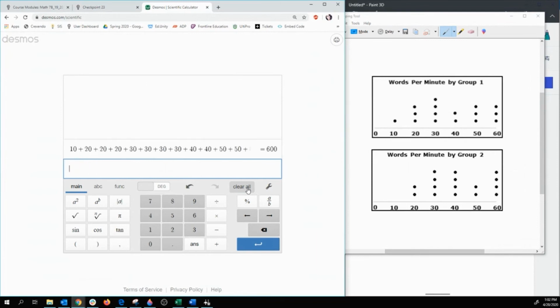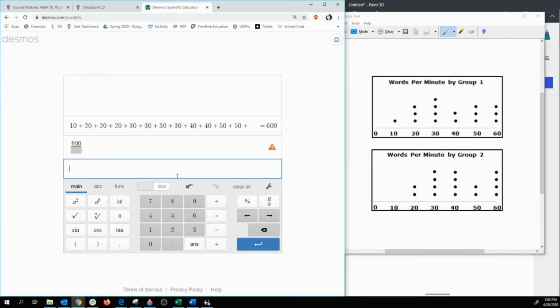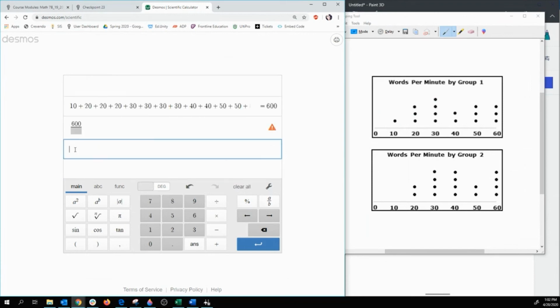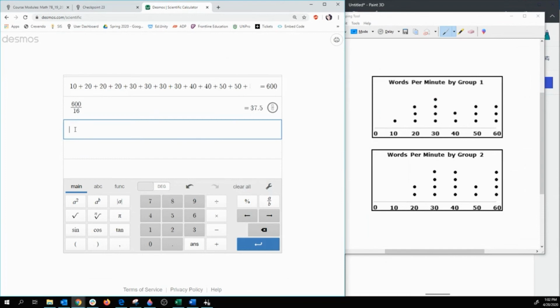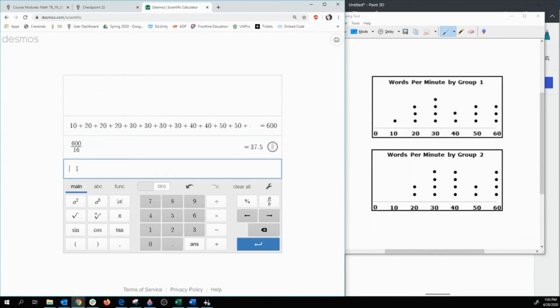All right, so that's 600, and we are going to divide it by the total number of dots, which would be 1, 2, 3, 4, 5, 6, 7, 8, 9, 10, 16. And then let's find the average of group 2.